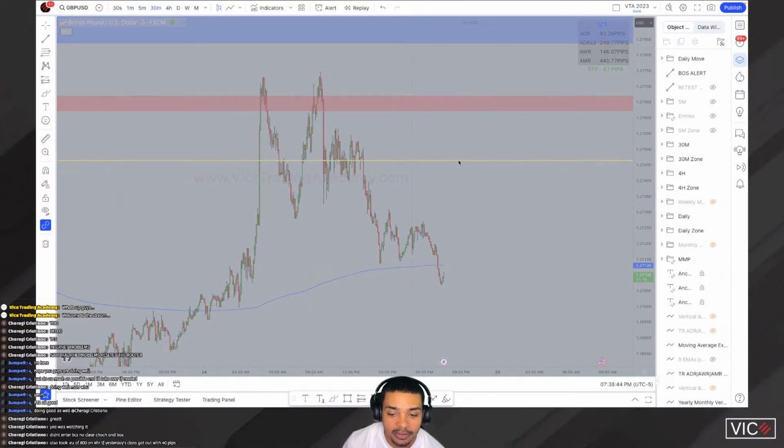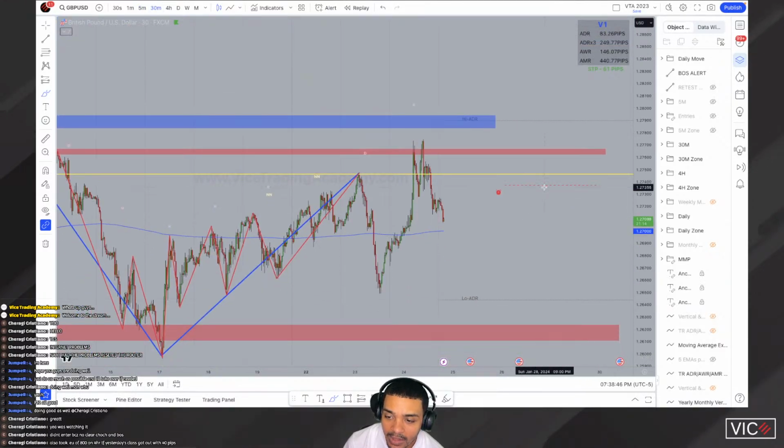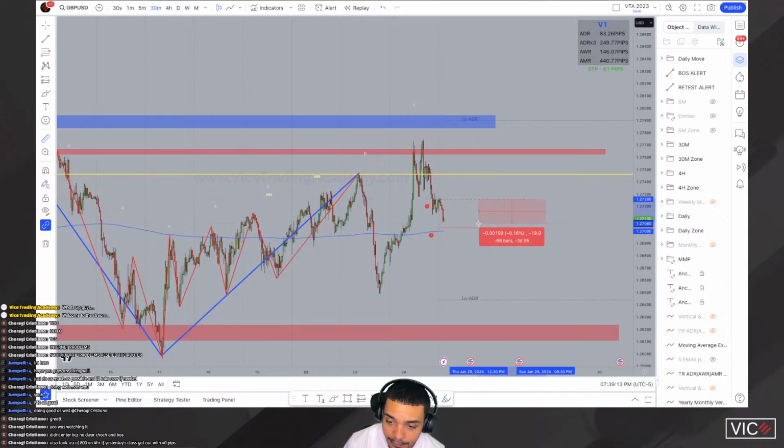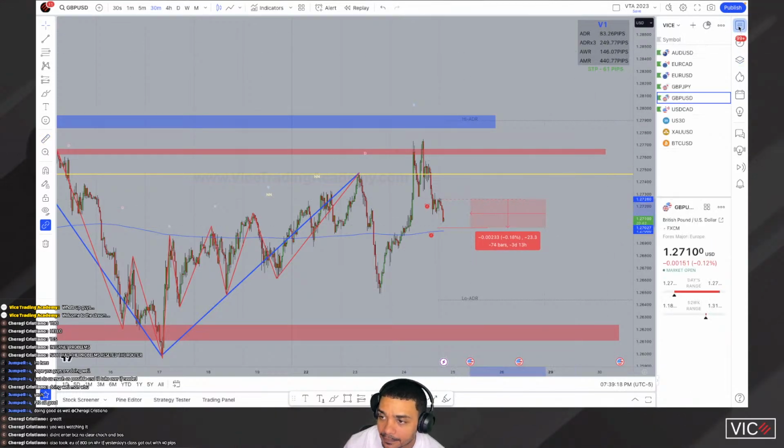All right, so let's go back to the 30. Price needs to break out of these highs. Retest will be, I'm going to take a wild guess here, just a wild guess, the 800, around here. That's the setup, even though that's a big zone. 23, that's 25%. That's not bad.